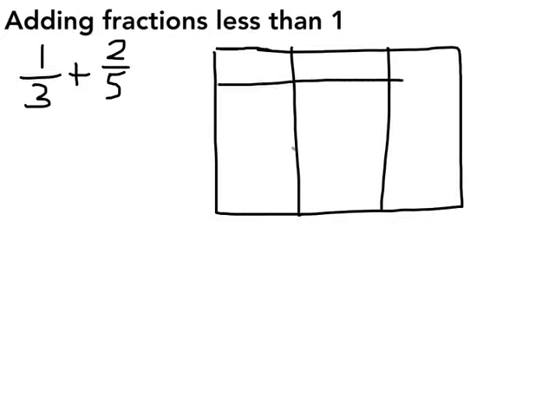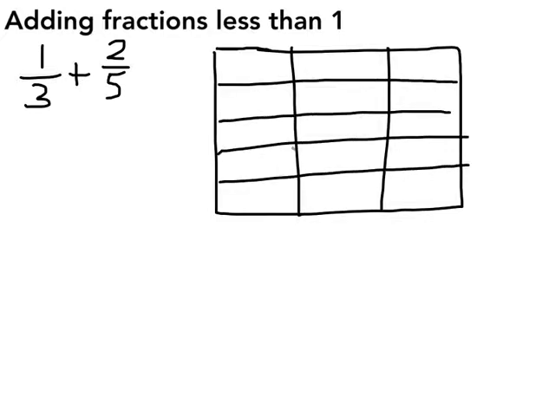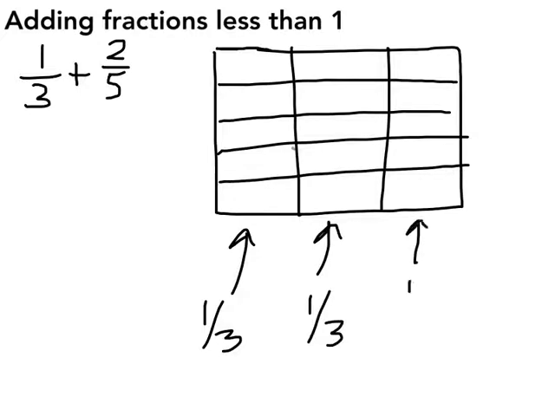So I do that by drawing 4 lines across. Now I've got an array which has thirds going this way, 1/3 here, 1/3 here, 1/3 here, and fifths going this direction. So if I were to fill in one whole column, there would be 1/3 filled in. If I was going to fill in 1/5, I would fill in one whole row.